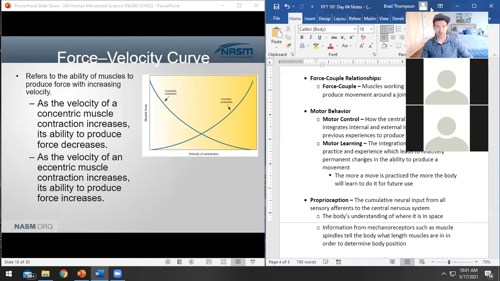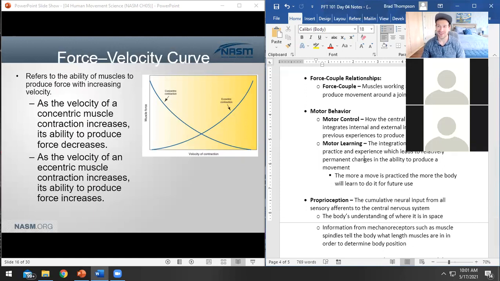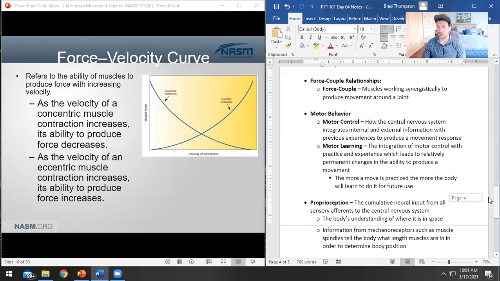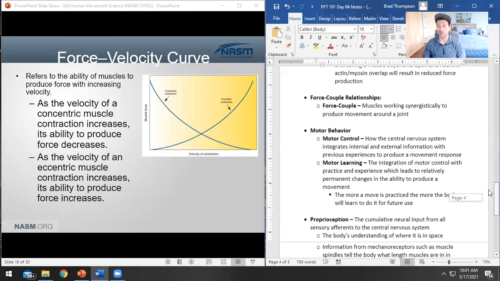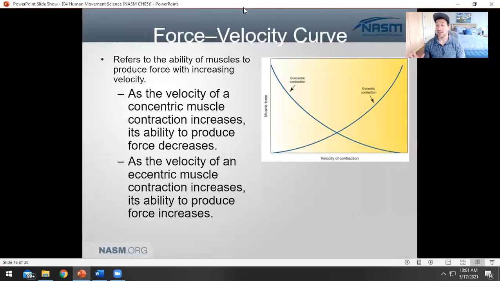Let's take a look at our next section. So we're going to get into the sports part of this now, where we've talked about how altered length tension relationships are going to result in altered movement patterns. Well, one of the other things we have to look at is what's called our force velocity curve. I just said that a shortened muscle is also weaker, right? Like it's weaker than it should be. Well, this is what's cool about what we call a force velocity curve.